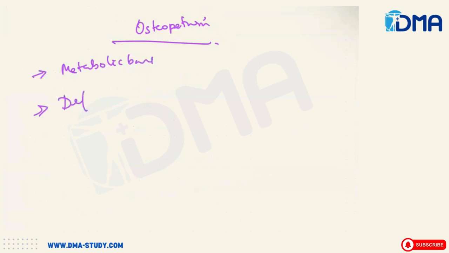Then coming to osteopetrosis. Osteopetrosis is a metabolic bone disorder which is caused by defective osteoclasts. With defective osteoclasts, there will be too much resorption of the immature bones, and it causes pancytopenia. And hepatosplenomegaly could be present in these patients.